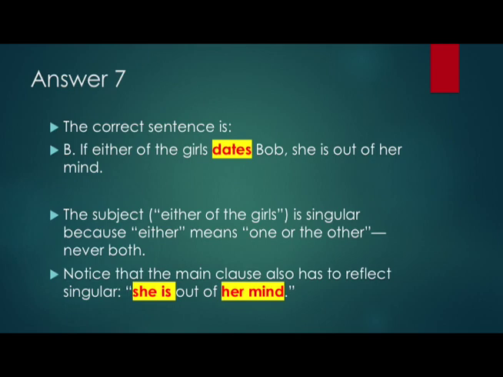Okay? So that's a singular subject, so the verb form needs to match the singular, dates. And then the main clause also has to reflect the fact that we're referring back to a singular subject in the previous phrase. So therefore it has to be she is out of her mind.